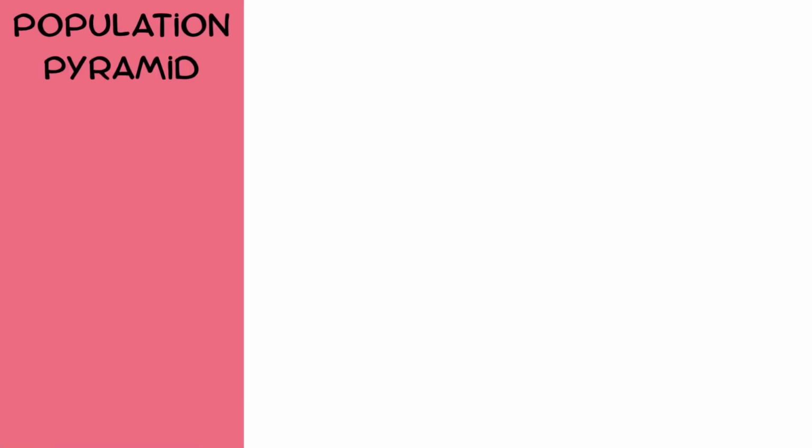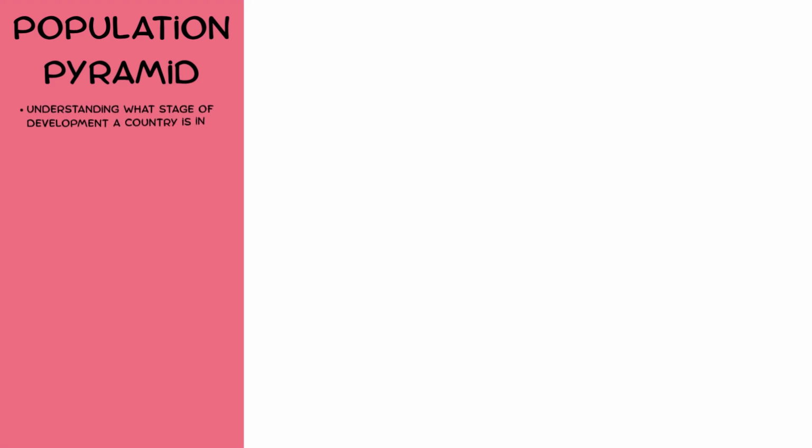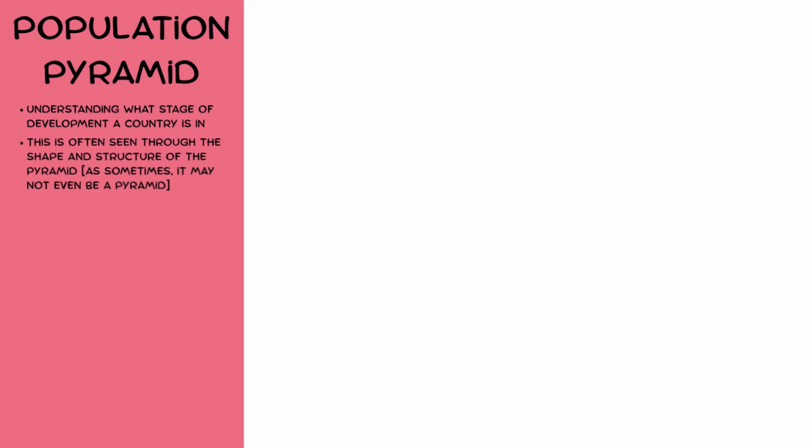Secondly, population pyramids help us to understand what stage a country is at in terms of development. Normally, the shape of a population pyramid gives us a guide to see whether the country is either developing, developed, or underdeveloped. There are four main aspects of a population pyramid that can be identified.